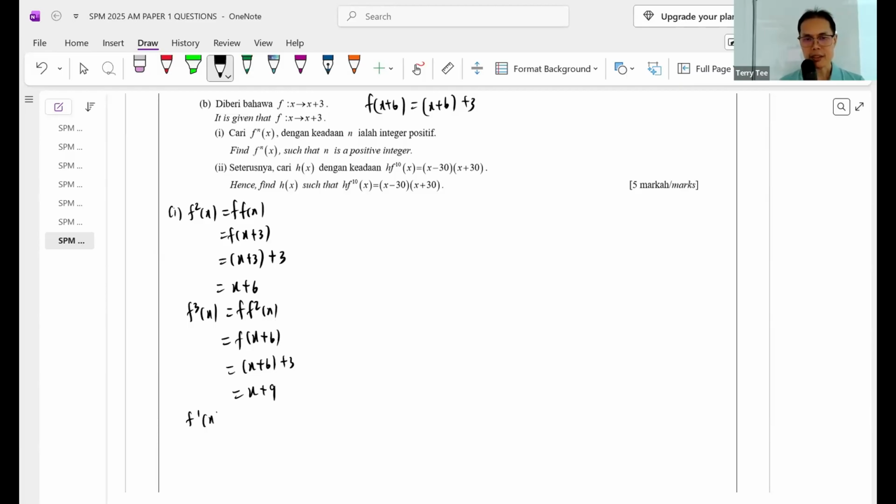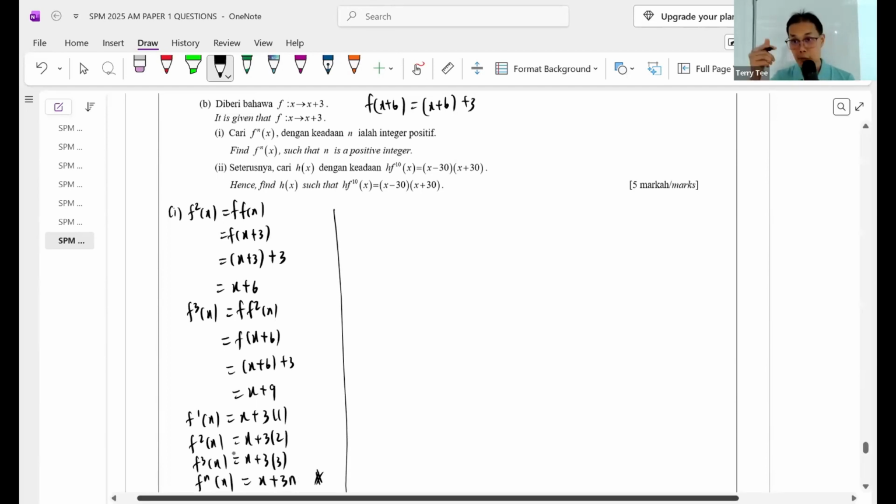Your f^1 is x plus 3. f^2 is x plus 6. Now I'm not going to write 6, I'm going to write 3 times 2. f^3 is going to be x plus 3 times 3. What is f^n? It is x plus 3 times n. So this is how you show your working. Do f^1, f^2, f^3, that's sufficient really. See a pattern, we use induction, we can come out with this conclusion. All right, that is Roman 1.